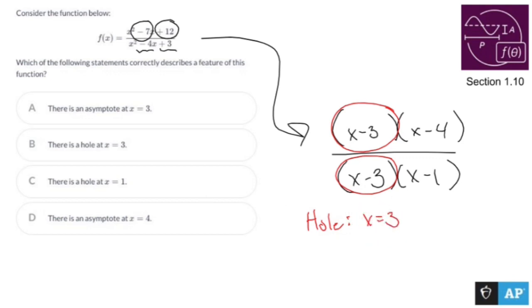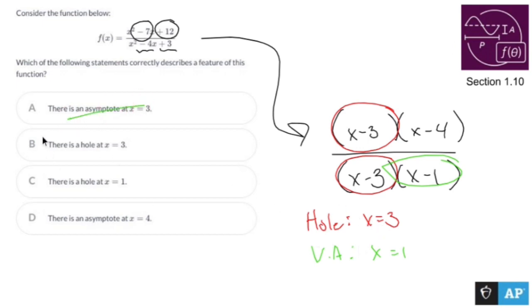A vertical asymptote exists when you have a factor on the bottom that is not repeated up top, and whatever number makes that factor on the bottom 0 is going to be my vertical asymptote, so x is 1. X minus 4, what would that give me? That gives me a 0, but I'm not worried about that because I'm only worried about asymptotes and holes. And so I have a hole at 3, not an asymptote at 3.